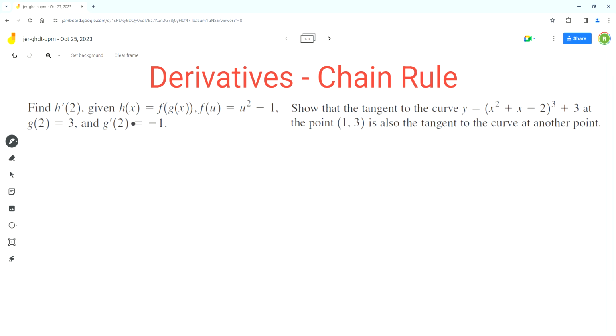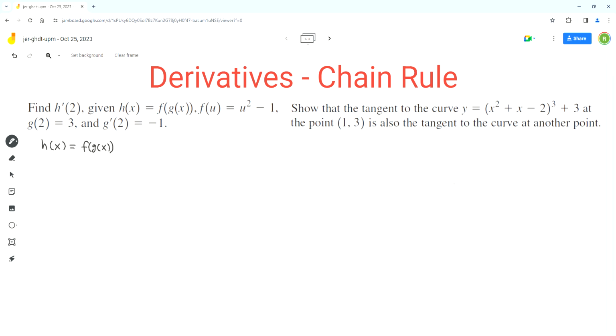Now we are given that function h(x) is a composite function. So here we'll have to use chain rule to find the derivative of the function, to find h'(2). So let's start with the derivative. So the given function is h(x) equals f(g(x)). So in this function, the outer function is function f and the inner function is g(x).